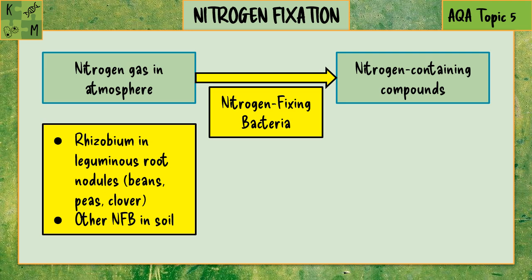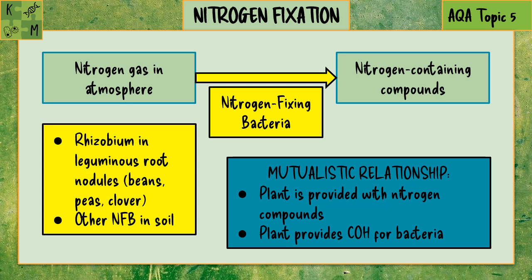There are other free-living nitrogen-fixing bacteria within the soil. Those that live within the root nodules form a mutualistic relationship with the plant. So this allows the plant to be provided with the nitrogen compounds, so nitrates, for example. The plant provides the carbohydrates generated in photosynthesis for the bacteria's respiration.